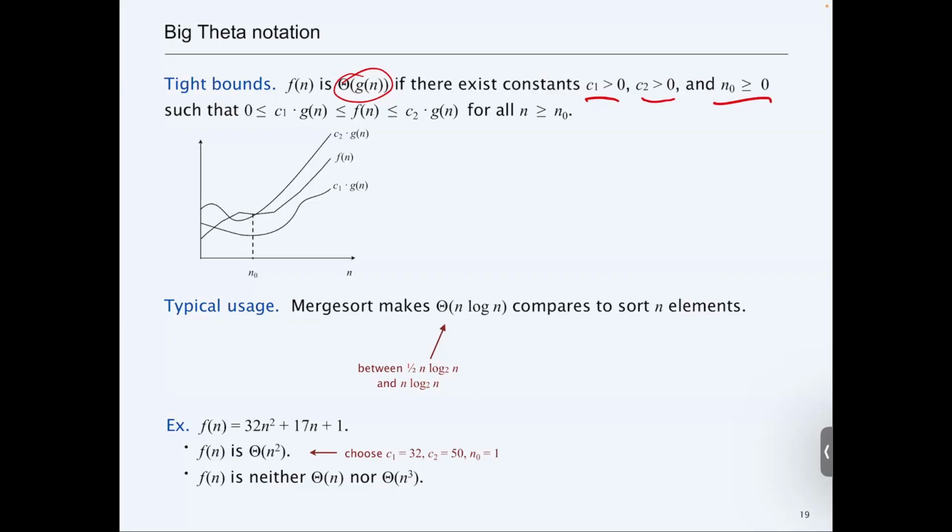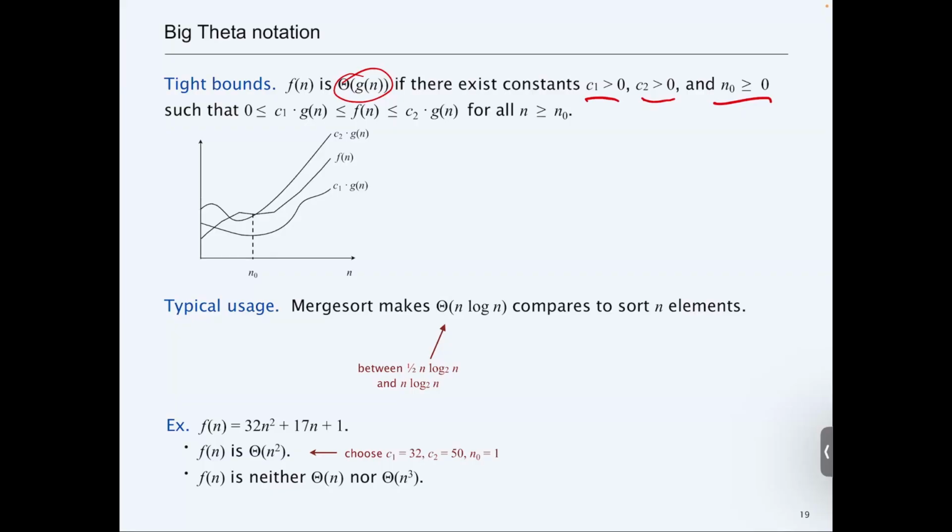Now g of n captures what we call the exact asymptotic growth. It's not just an upper estimate, and it's not just a lower estimate. It's the true dominant growth rate of this function. So for example, merge sort runs in theta of n log n. What this means is that it is never asymptotically worse than n log n, but it's also never asymptotically better than n log n. This is the true growth rate.